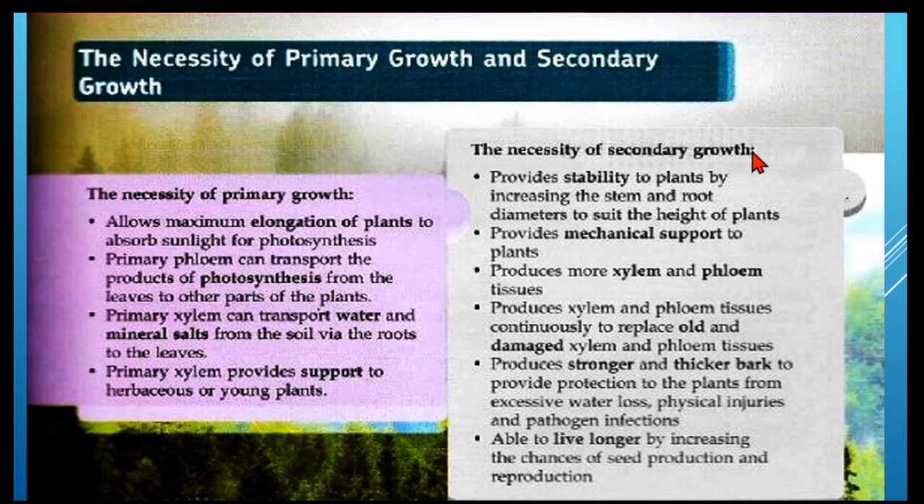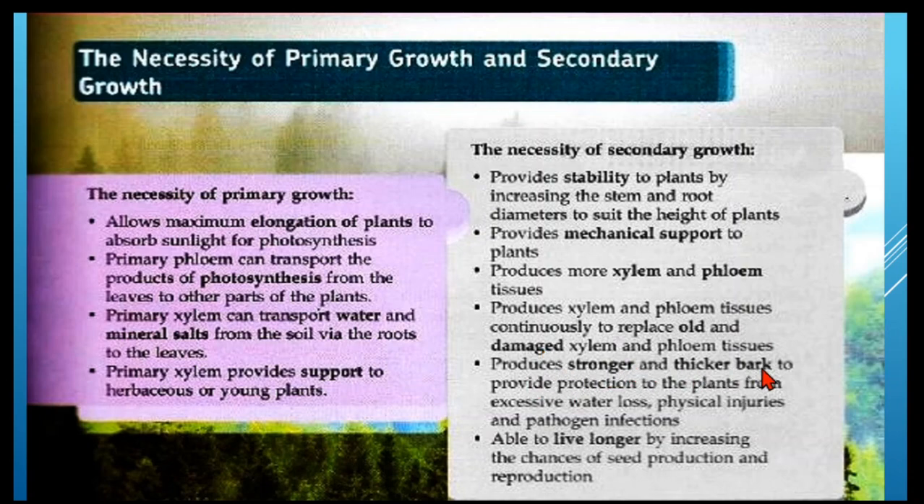Manakala secondary growth pula provides stability to plants by increasing the stem and root diameter, okay, to suit the height of the plants. Nanti tumbuhan tinggi tetapi the diameter tidak increasing. So macam mana? Tidak sesuai kan? Okay, so second one, it will provide mechanical support to the plant, produce more xylem and phloem tissue according to their function. Produce xylem and phloem tissue continuously to replace old and damaged tissues.